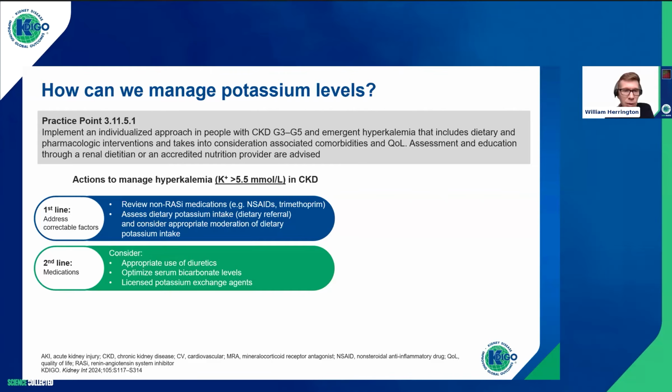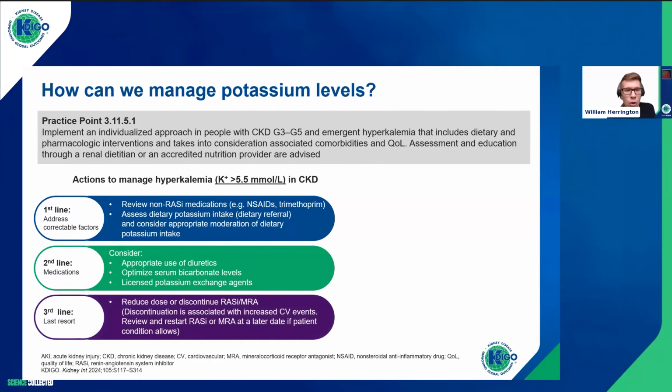So I'd measure bicarbonate. And occasionally in people who've got very severe hyperkalemia or moderate hyperkalemia which is persistent, we can start to use the latest potassium exchange agents, although they're actually not likely to be needed in this case. So the last resort is to reduce or discontinue the RAAS inhibitor, or indeed the mineralocorticoid receptor antagonist.